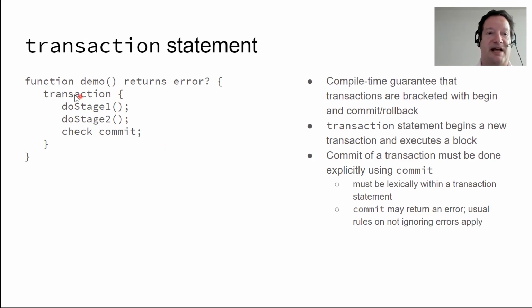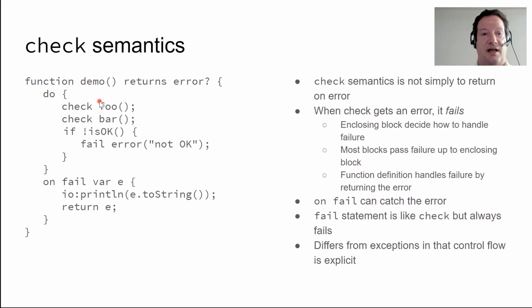So what we have here is a compile time guarantee, through the syntax and the compile time checking. We guarantee that every transaction is bracketed with begin, and we have a commit at the end. Now, to make this work, we have to extend what I've told you about check. Up to now isn't quite the whole story. I've explained check as: when it fails, it returns an error from the function. This isn't the whole truth.